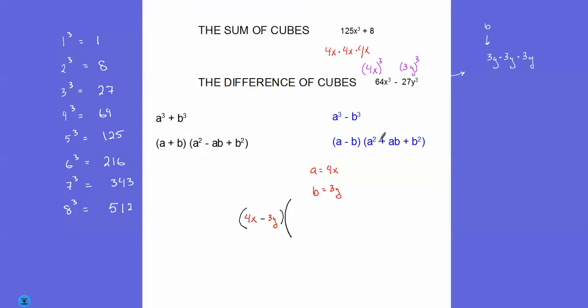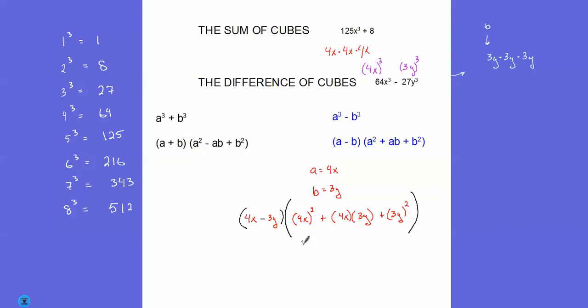The a value needs to be squared, so I'm going to take 4x and square it. I'm going to put the whole a value in there in parentheses with a power of 2. Next I'm going to add. Remember, we are following this pattern here. I'm going to use a, 4x, multiplied by 3y. Notice it's all in parentheses. Lastly, I'm going to take the b value, 3y, and put it in parentheses with a power of 2 on it. I'm going to close this whole large quantity here.